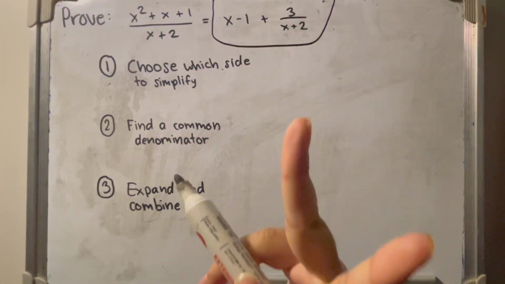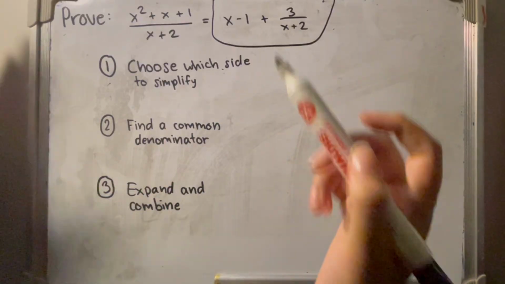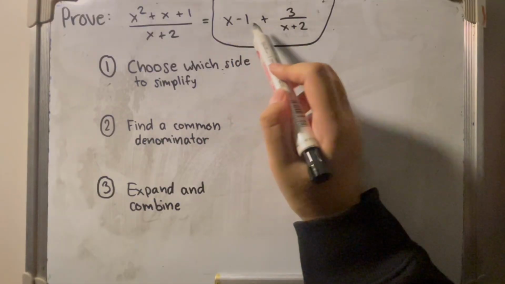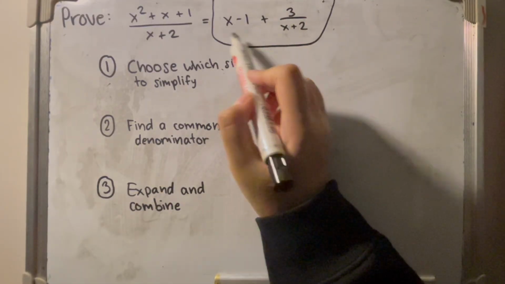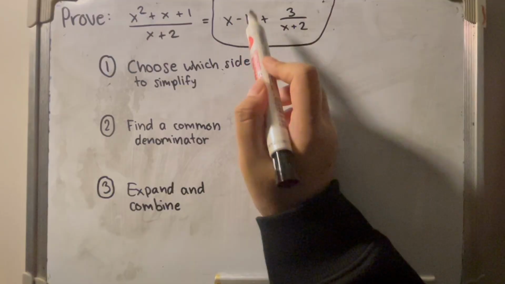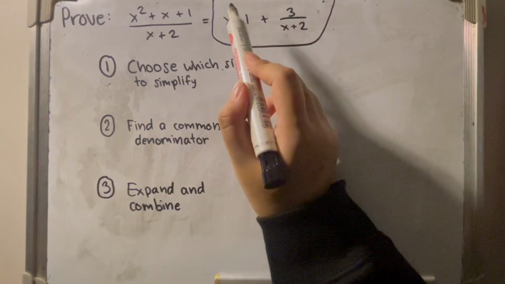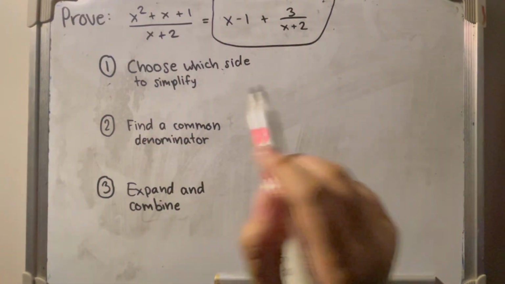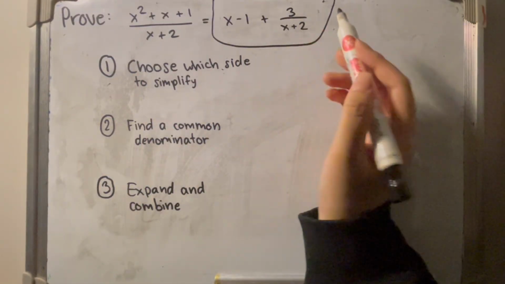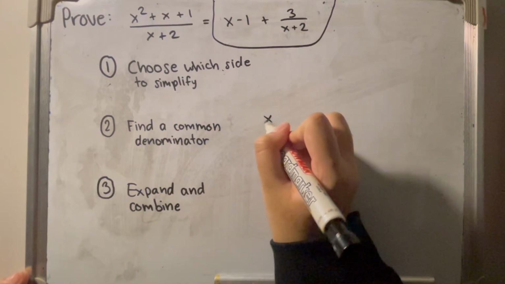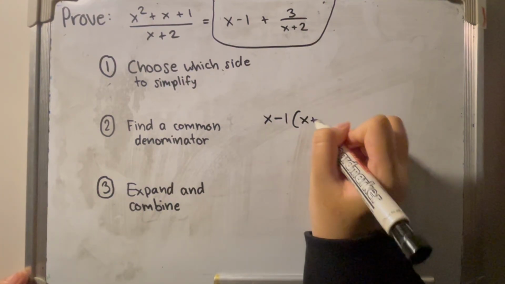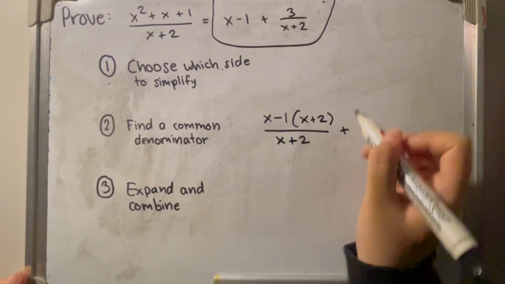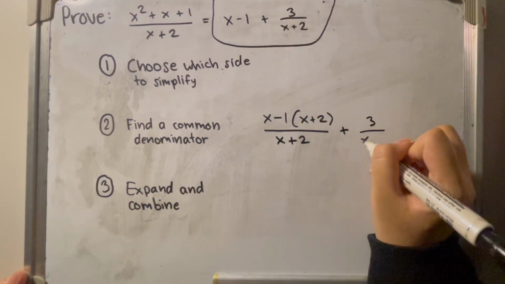Now the second step is to find a common denominator. As you can see, this is a fraction and this is not. This is just one term, which is x minus 1. So we need to add something to this term in order to make the denominators of both terms the same. To add x minus 1 to the fraction, we multiply it by (x plus 2) over (x plus 2), because this denominator is x plus 2. So let's start by writing (x minus 1) times (x plus 2) divided by (x plus 2), and then don't forget to also add this term, 3 divided by (x plus 2).